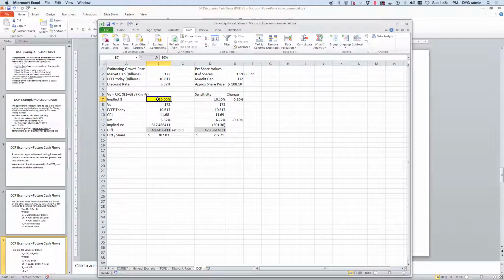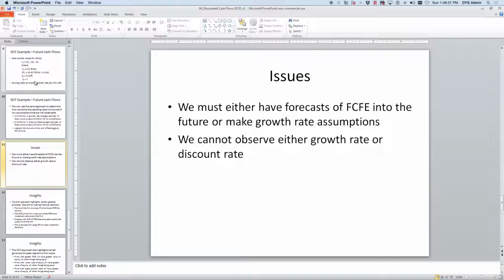So just real quickly, I want to highlight the issues and insights from this model, why we use it. The issues: we must either have a forecast of free cash flows to equity in the future, or we have to make a growth rate assumption. And either way, we're making an assumption. And also, we can't observe either the growth rate or the discount rate. We have to go estimate those from other things.